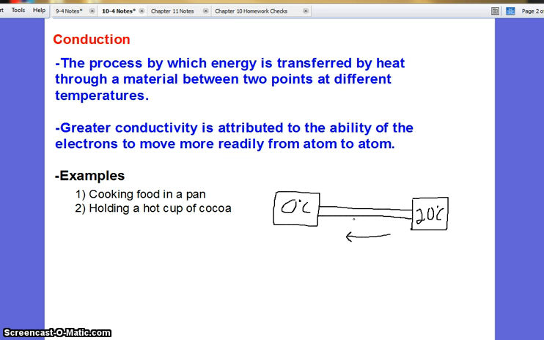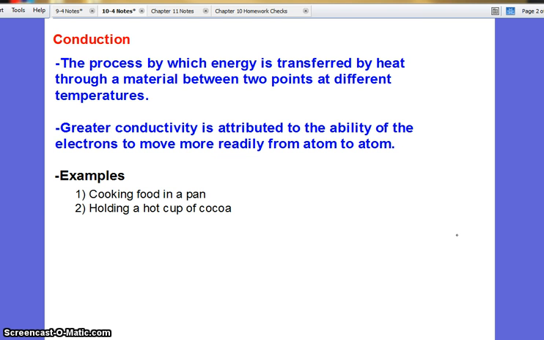The reason metals are excellent conductors is because their valence electrons are freer to move than in a lot of other types of bonding. And so the heat will transfer a lot faster because of the ability for the electrons to move more readily. What we call things like wood, carbon, things that are not metals, we call them insulators.